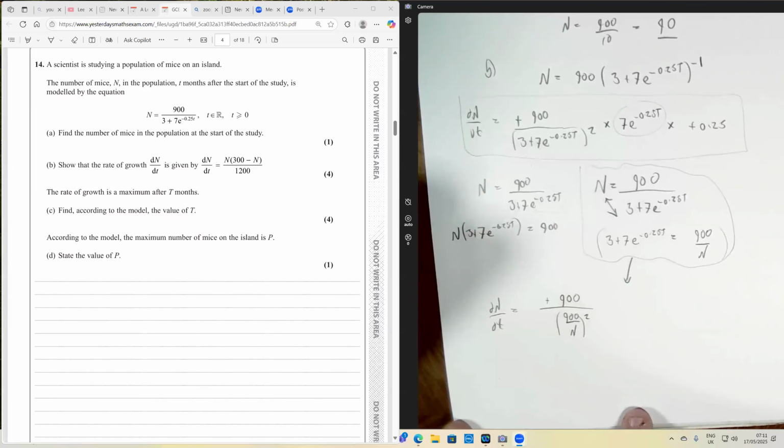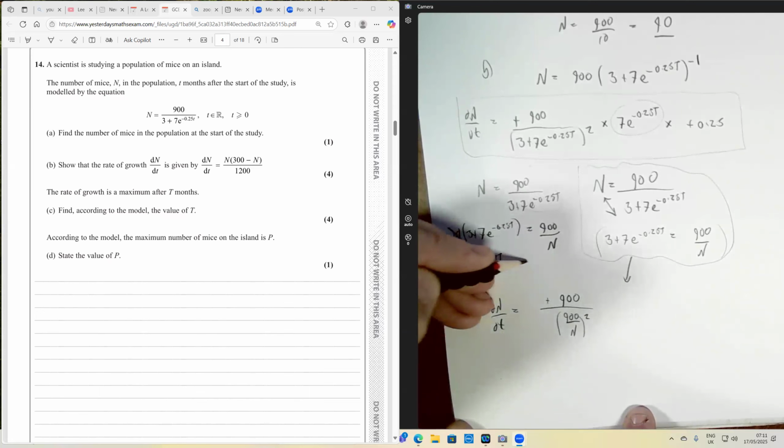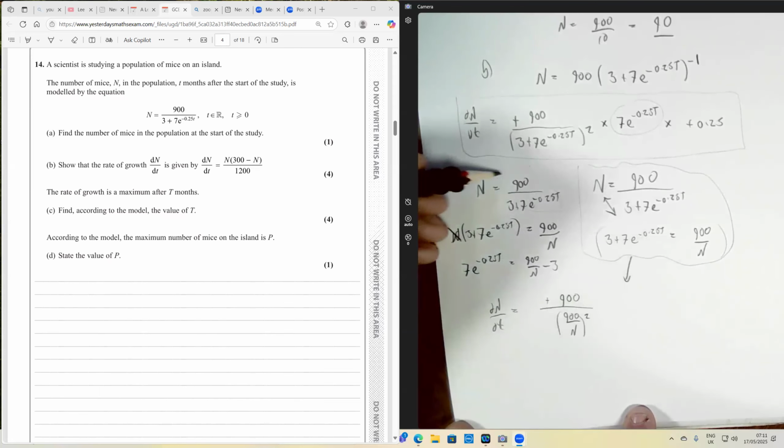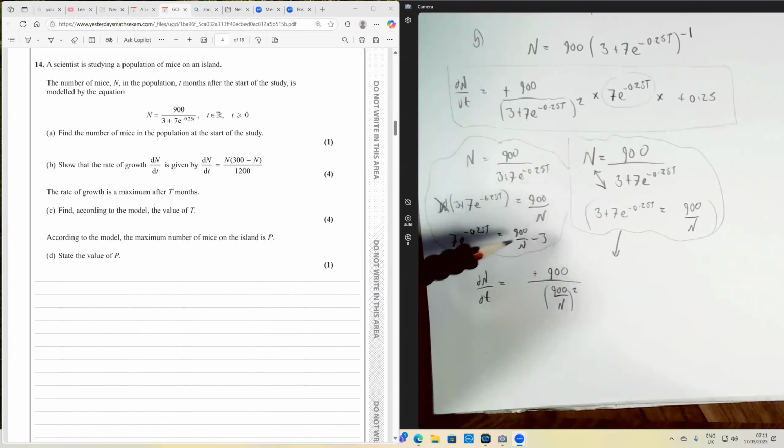I'm going to divide by the n again, so that will disappear from there and go to over n. And then I'm going to subtract 3. So I get 7e to the minus 0.25t is equal to 900 over n minus 3. So that's just revisiting the original equation and doing a little bit more rearrangement again so that I can get this expression to replace the 7.